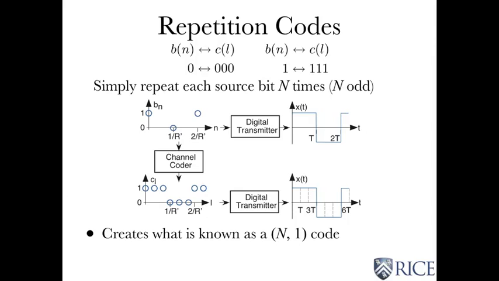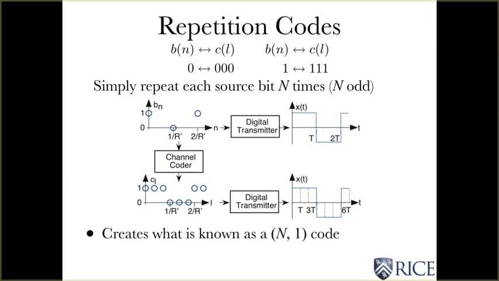So this creates what is called an (N,1) code. So we're repeating each source bit N times. So for every data bit that comes in, we're producing N bits. So that's what the N comma 1 means: 1 bit in, capital N bits out in the code.